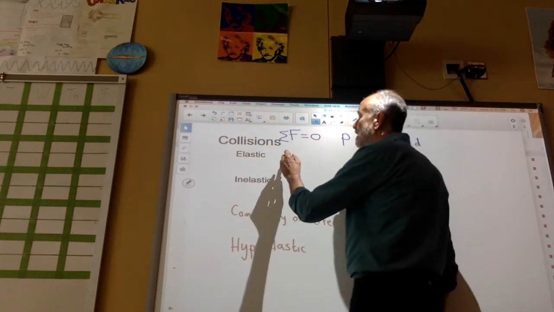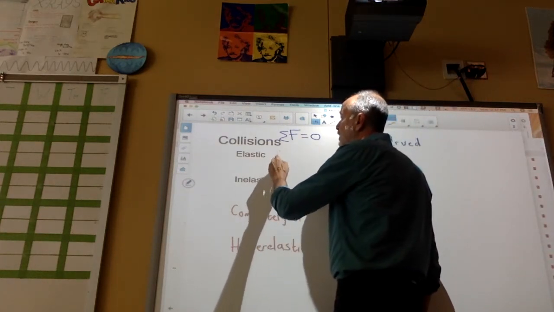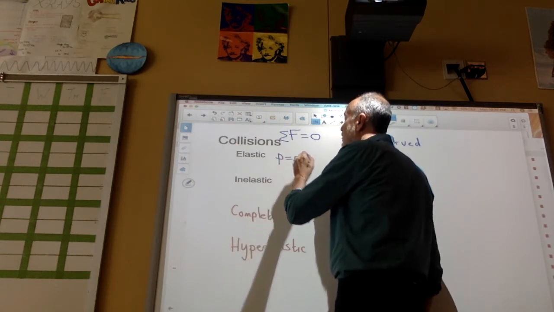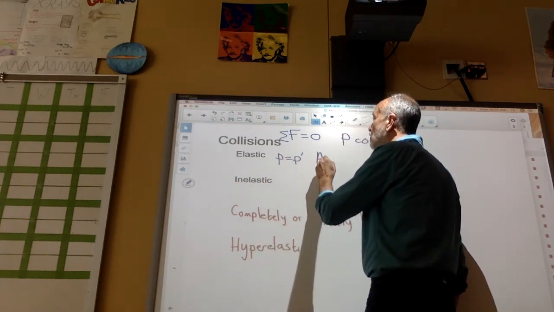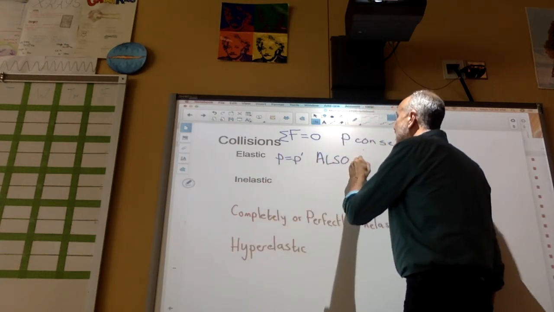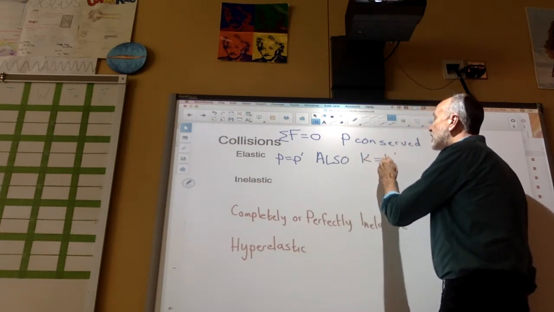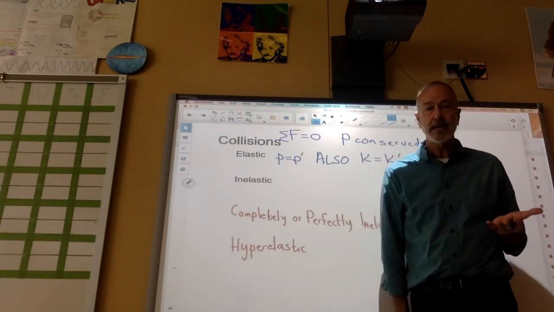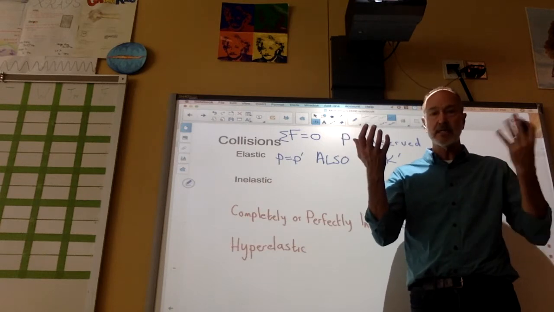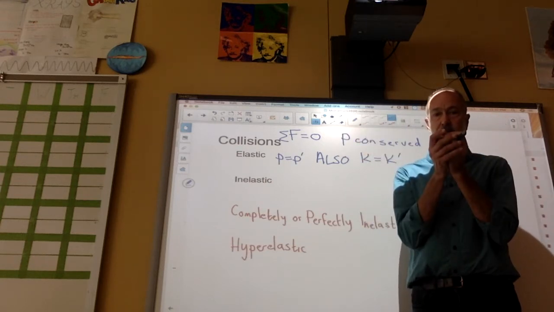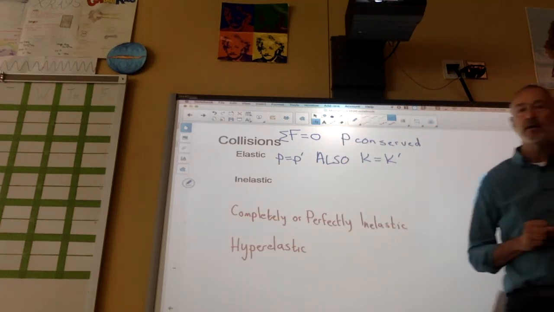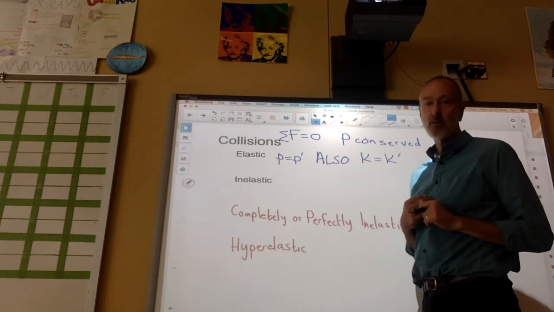So elastic, momentum is conserved. I'll just write P equals P prime, but also K equals K prime. So the total kinetic energy of the system, the kinetic energy of this guy and the kinetic energy of this guy together, before and after, have to be the same. They are equal. Okay?